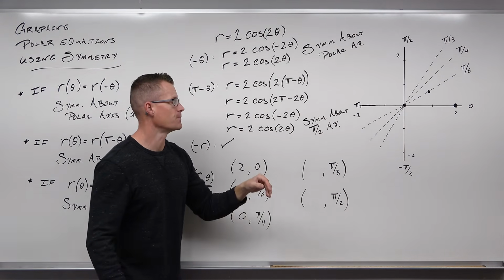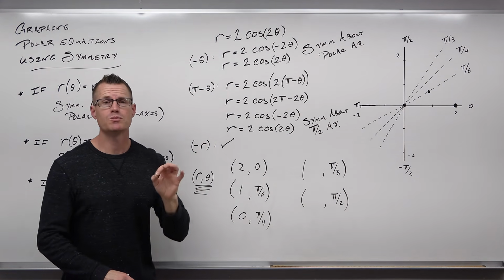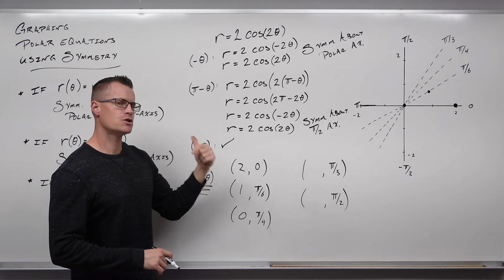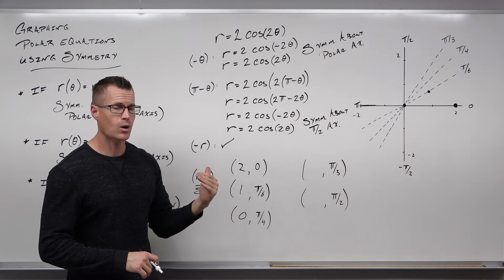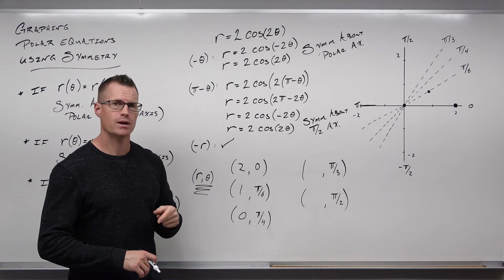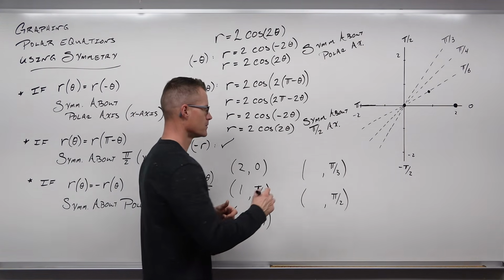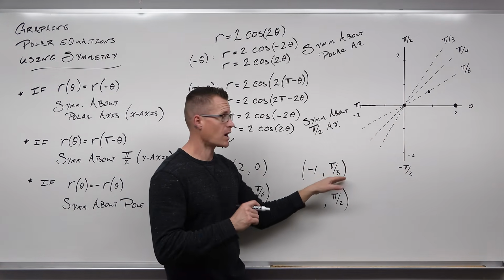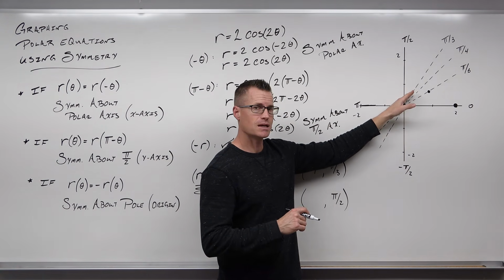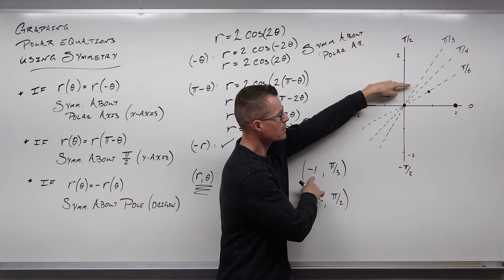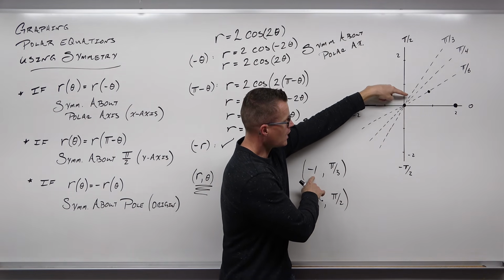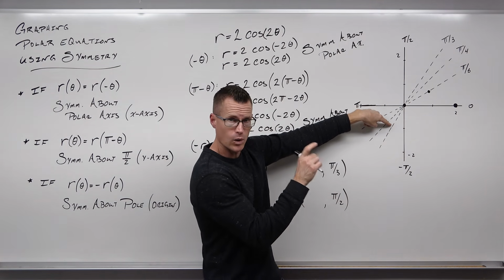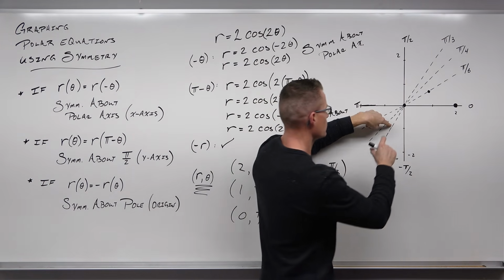Let's check out pi over 3. 2 times pi over 3 is 2 pi over 3. Cosine of 2 pi over 3 is negative 1/2. 2 times negative 1/2 is negative 1. So this says go to your angle. Go to pi over 3. Got it. Instead of going positive 1 in the direction of your angle, go in the opposite direction of your angle. So 1 unit in the opposite direction of your angle.